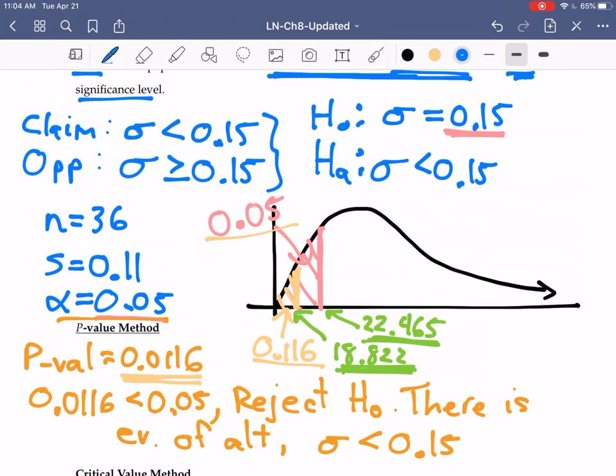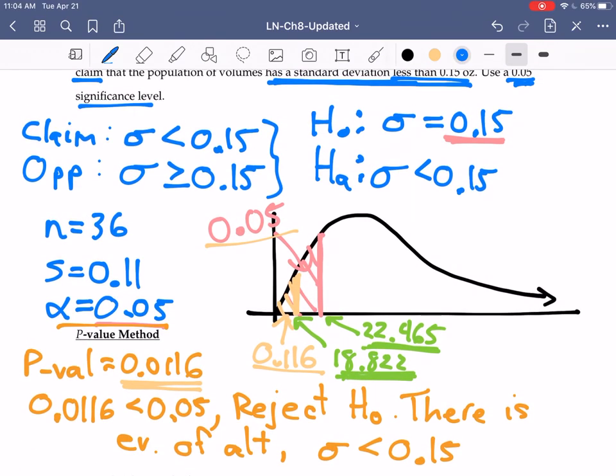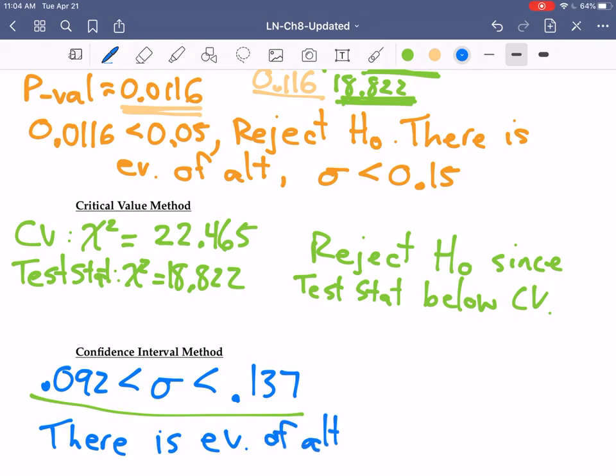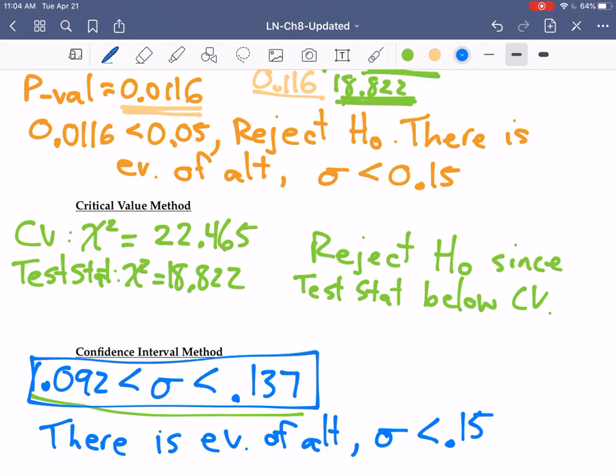And we observe that this null hypothesis value of 0.15 does not actually live in this range. This whole confidence interval right down here is all below 0.15. So there is evidence of the alternative, that is, that the standard deviation is less than 0.15, because that entire confidence interval is below 0.15.